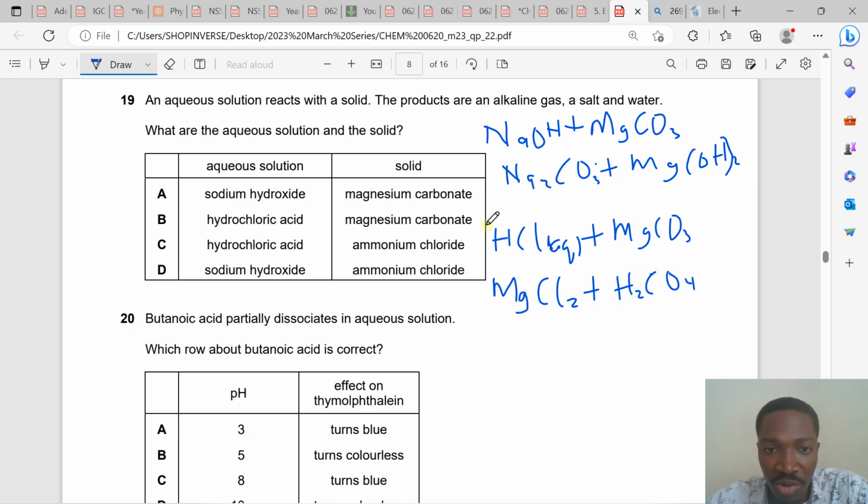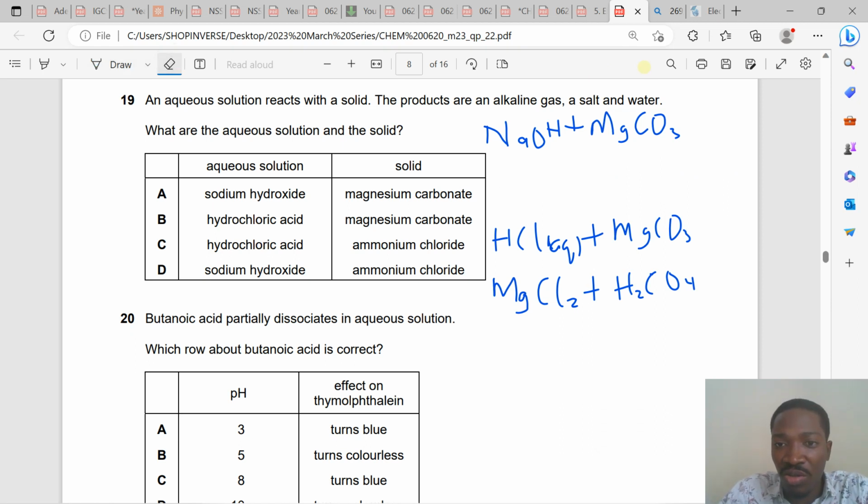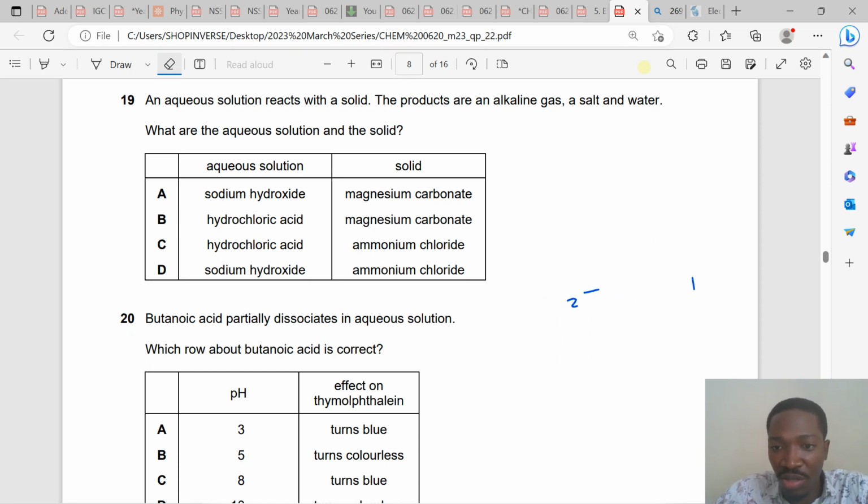Okay, good. So is it producing an alkaline gas? No. Is it producing water? No. It must produce all of these three. So A and B are not working. I want to erase what I have here so I can have enough space to try the other two options. Let's see option C.